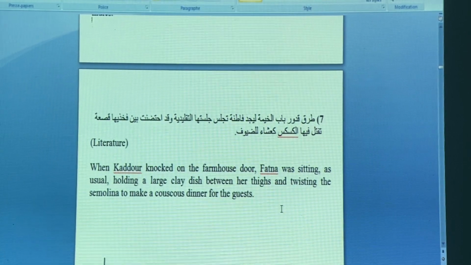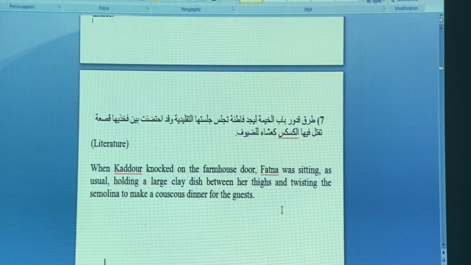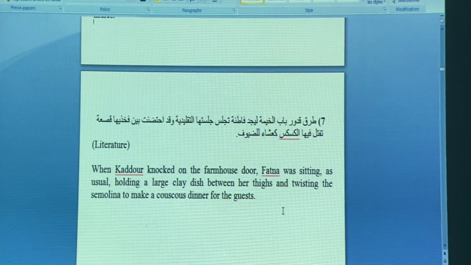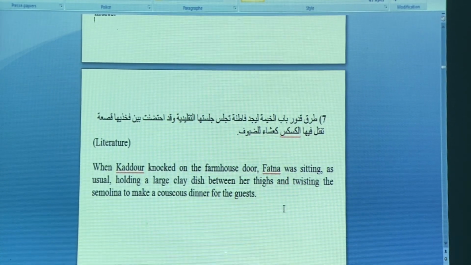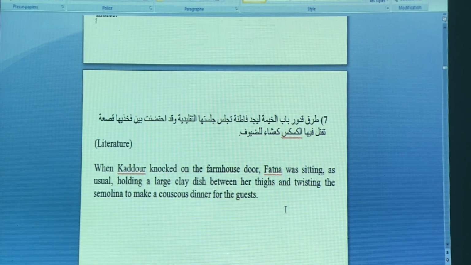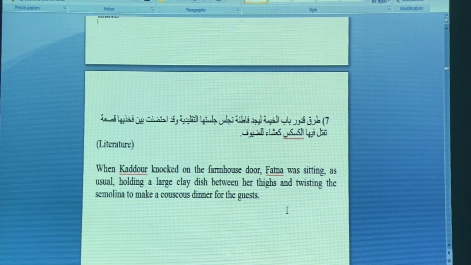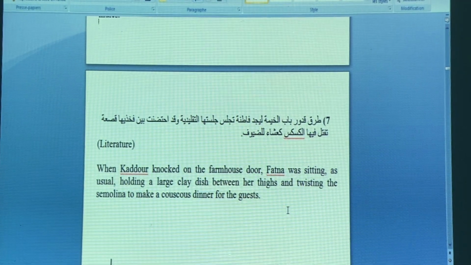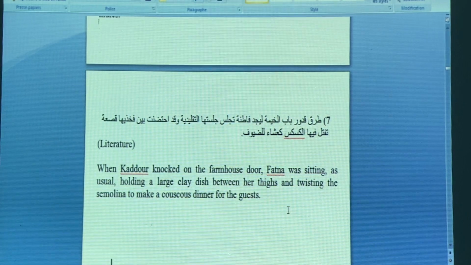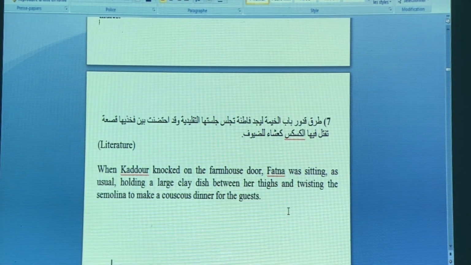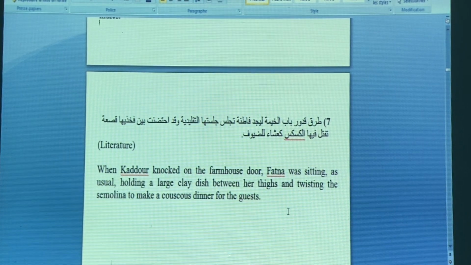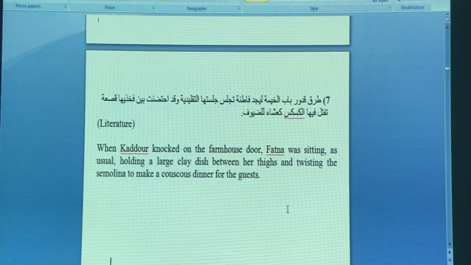Translating Moroccan literature is very difficult because you will all the time come across culture-bound words, like here the word qas'a. So to translate qas'a, you have to think carefully of the best way to do it. So you can say a large clay dish, for instance. Okay, so this is a purely Moroccan context.